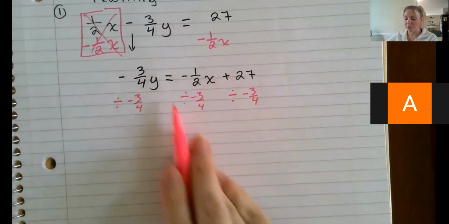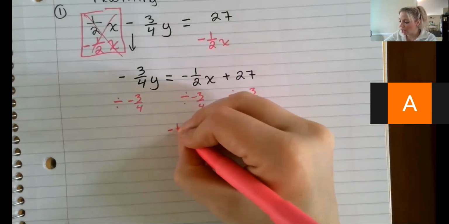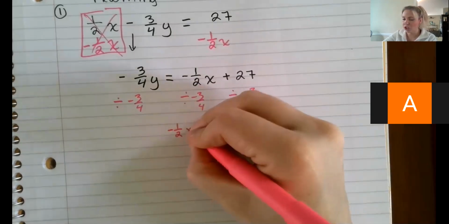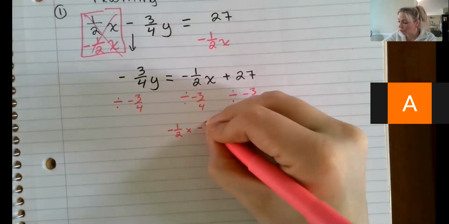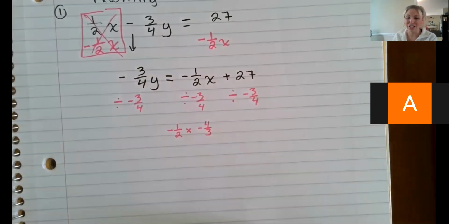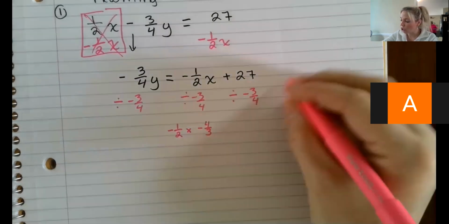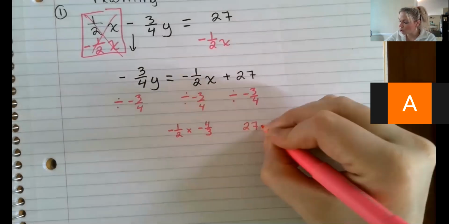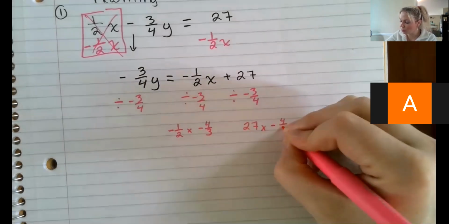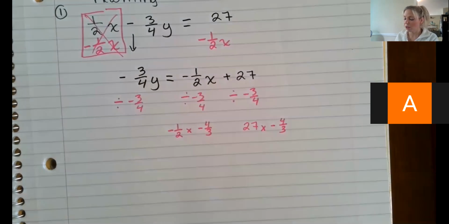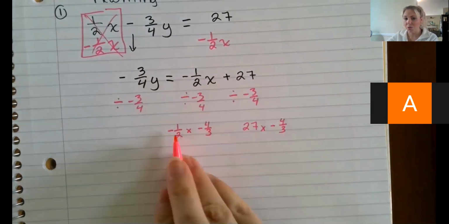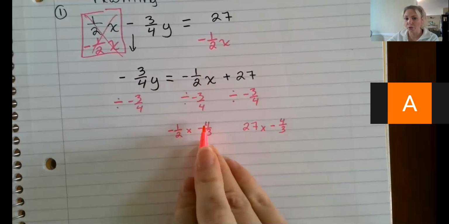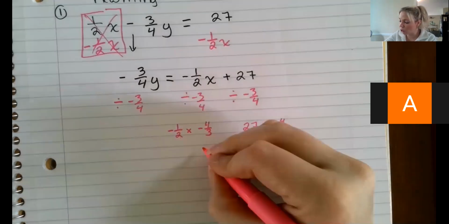Now, this problem right here, if you don't have a calculator, you could just do it by hand, negative 1/2 times negative 4/3, because you've got to do the reciprocal, the opposite in the reciprocal. And then you could also do the 27 and multiply it by the negative 4/3. Okay, so a negative times a negative is going to give you a positive, and 1/2 times 4/3 is going to wind up giving you 2/3.